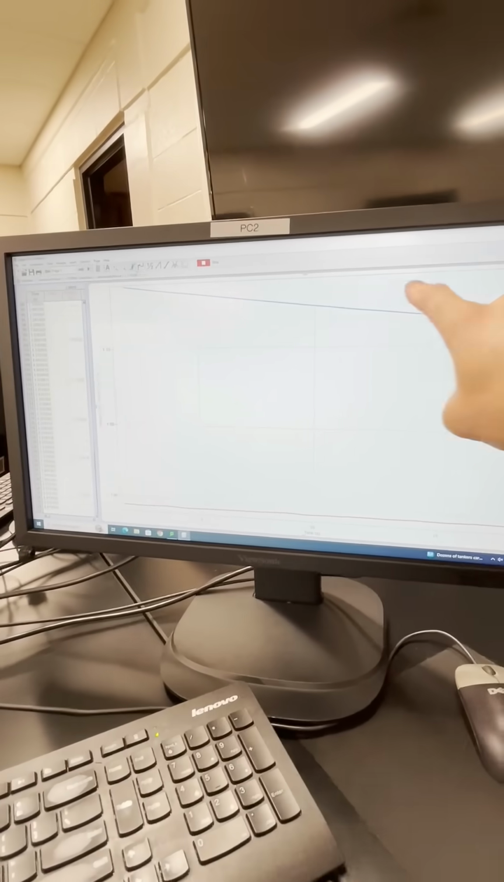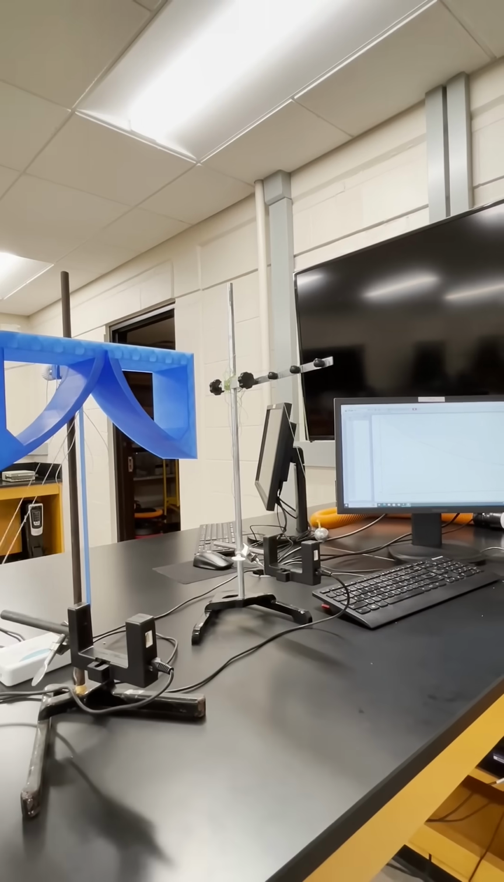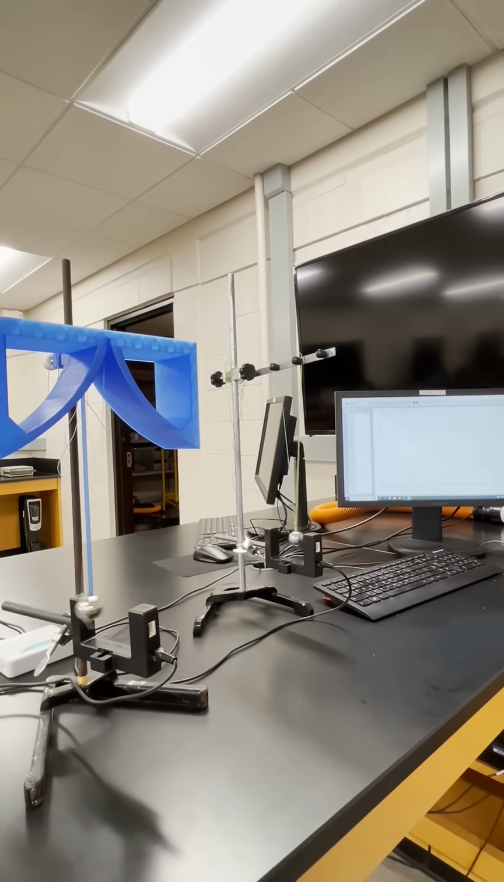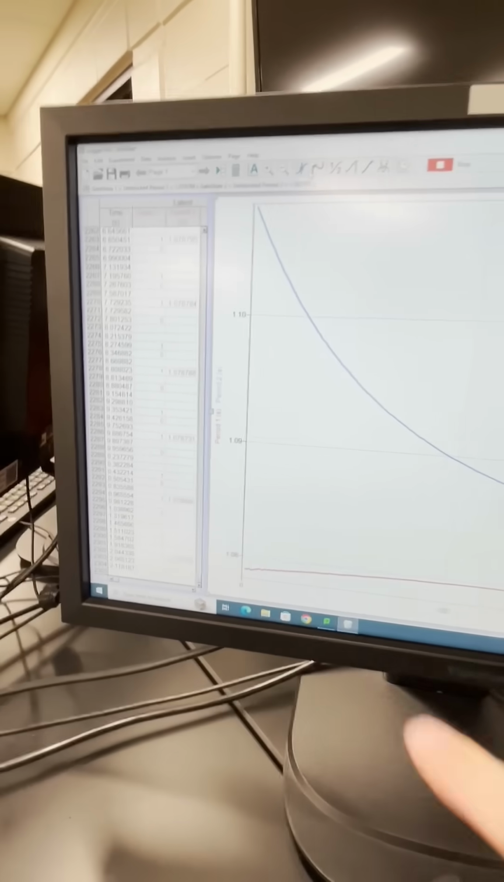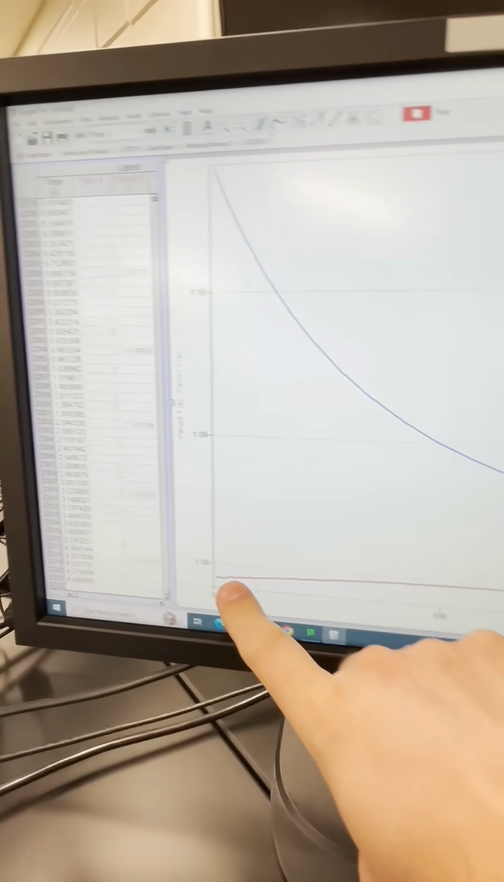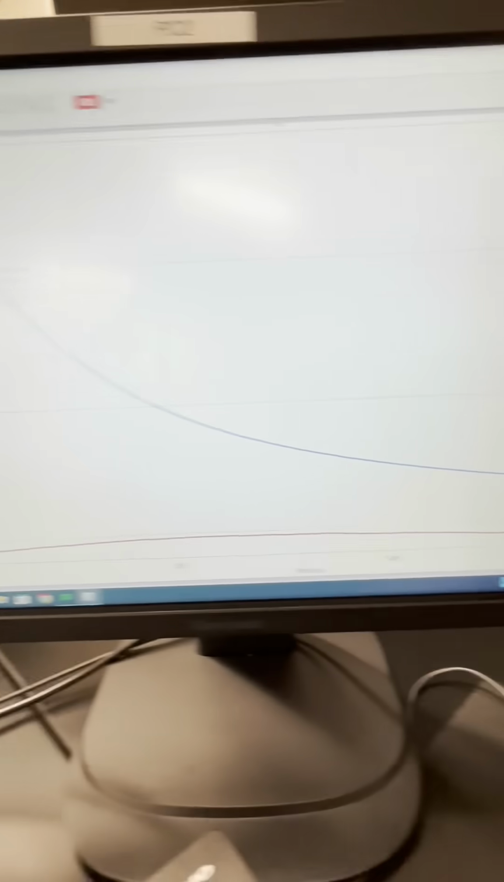This one is going to stay constant and this one's going to go down really fast. And here you can see over 5 or 6 minutes, the difference in period went from here, this is about 4/100ths of a second slower, to being pretty close to the same.